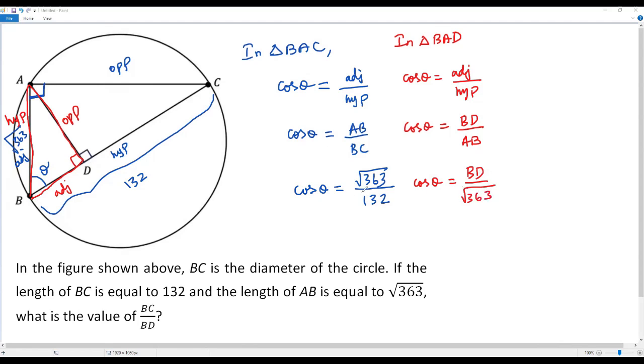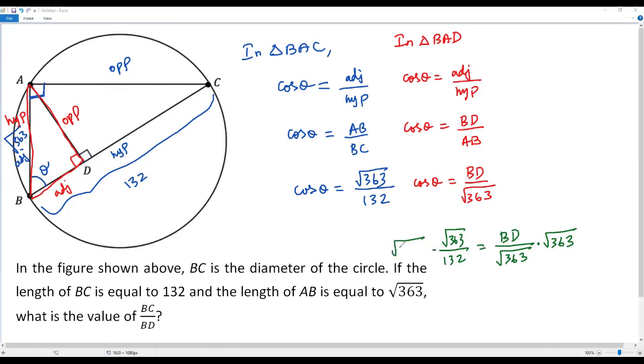Okay, here we got the value of cosine theta in the right triangle BAC, that is square root of 363 over 132. Here also we got the value of the same cosine theta, for the same interior angle measure theta, that is BD over square root of 363. Both these values are for the same trigonometric ratio cosine of the same interior angle measure theta. So they must be equal, that is square root of 363 divided by 132 equals BD over square root of 363. Okay, now let me multiply both sides by square root of 363.